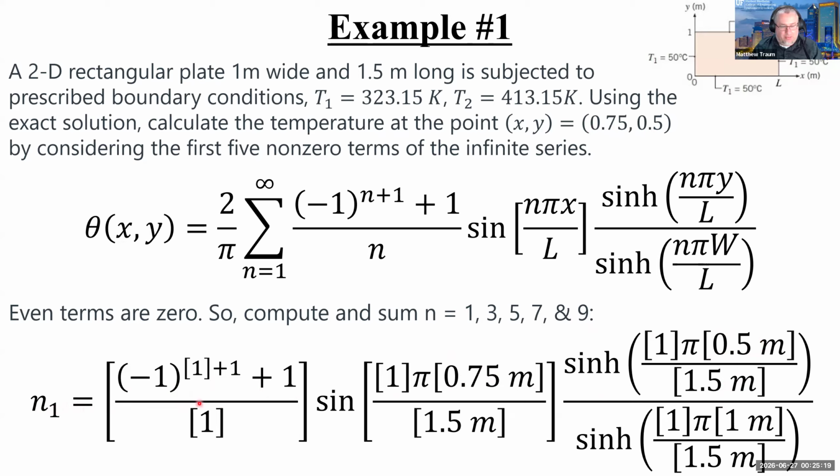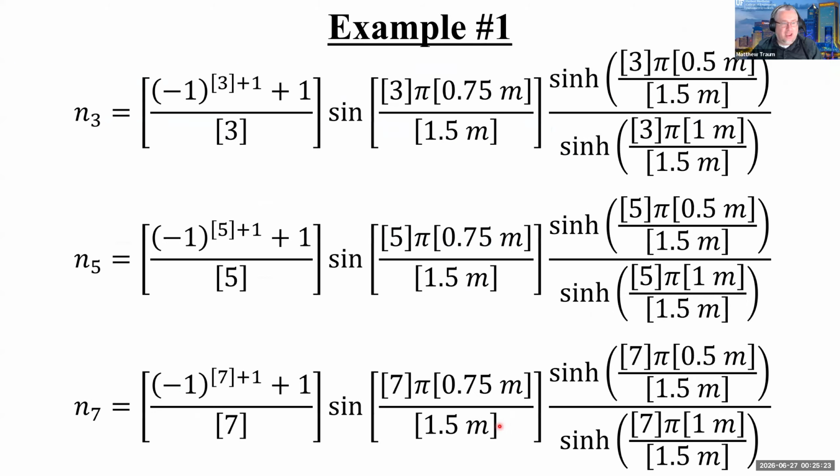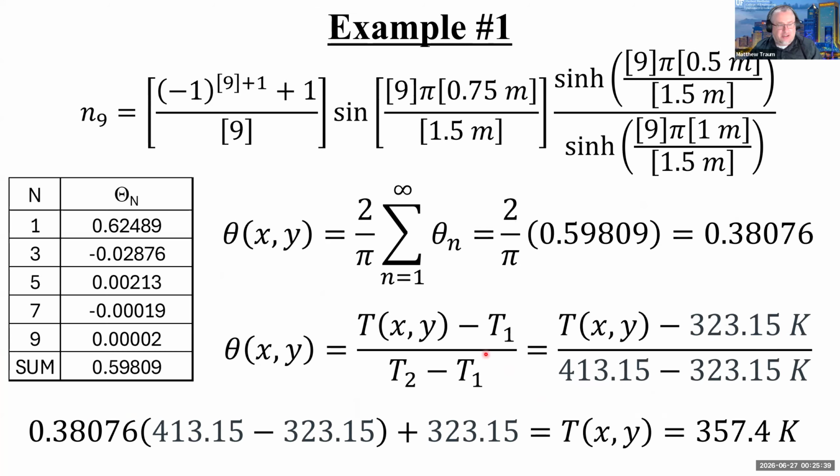So here I am plugging in n equals 1, and I'll get some numerical solution. Here I am plugging in n equals 3, and I'll get some numerical solution. Here I am plugging in n equals 5 and getting some numerical solution. And then here I am plugging in n equals 7 and getting some numerical solution. Last page, here I am plugging in n equals 9 and getting another numerical solution. So I now have 5 values.